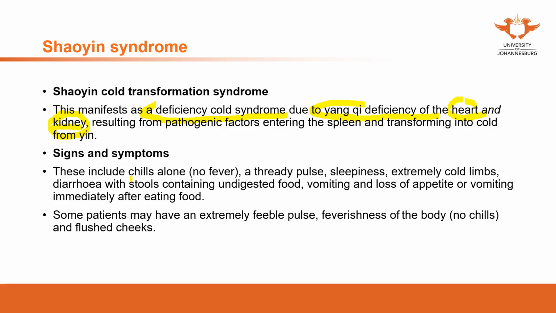The patient will present with chills alone, no fever, only aversion to cold, faint pulse, sleepiness, extremely cold limbs, diarrhea, because of the yang deficiency. The patient has kidney yang deficiency and heart yang deficiency. Can you imagine whether the patient will have spleen yang deficiency or not? The patient is more likely to have spleen yang deficiency. That's why there is diarrhea with stool containing undigested food. There's also spleen and kidney yang deficiency. Vomiting, poor appetite. So these are the key manifestations.